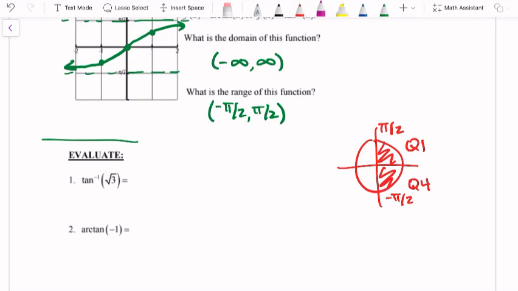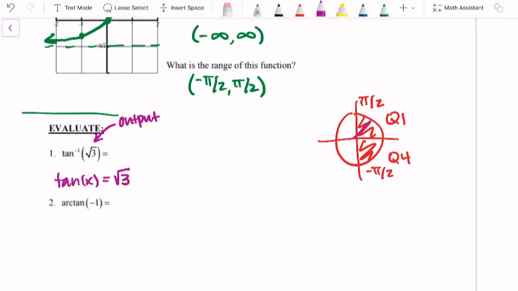So here we go. We have tangent inverse of square root of 3. Remember that square root of 3 is the initial output, and what we are looking for is what value of x gives us an output for tangent of square root of 3. Okay, since we're positive, we're going to be in quadrant 1. So I'm thinking about this up here.